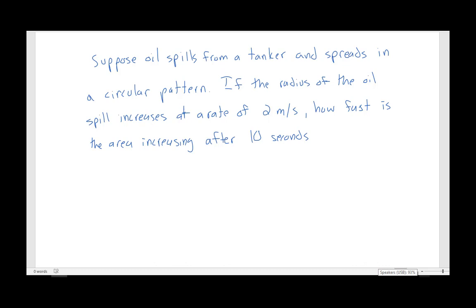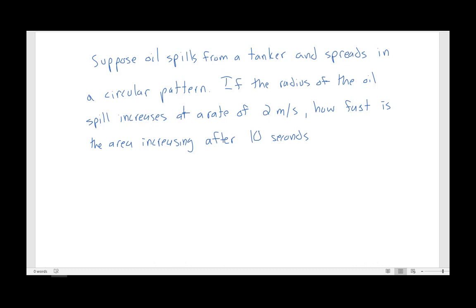This one says, suppose that oil spills from a tanker and spreads in a circular pattern. If the radius of the oil spill increases at a rate of 2 meters per second, how fast is the area increasing after 10 seconds?